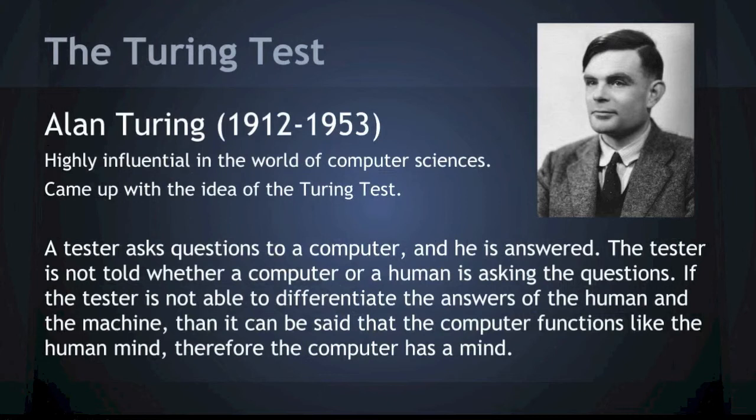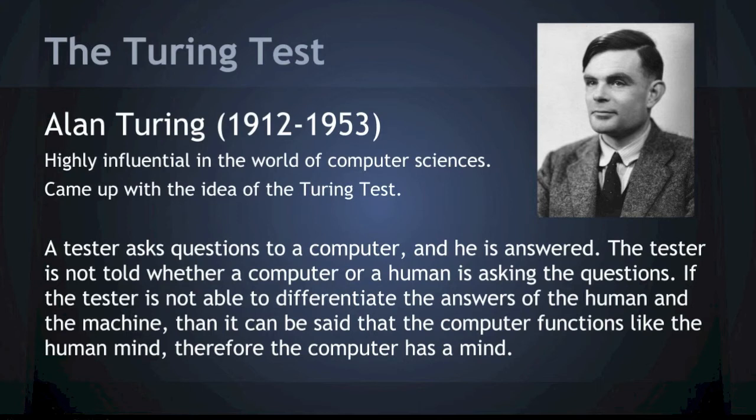So here we have Alan Turing, who was born in 1912 and died in 1953. An interesting fact about Alan Turing was that he was so obsessed with Snow White that he actually killed himself by putting cyanide in an apple and then taking a bite out of it and then falling asleep forever.